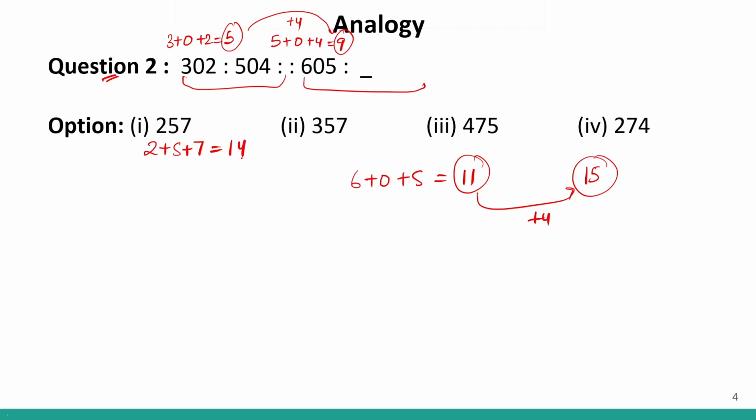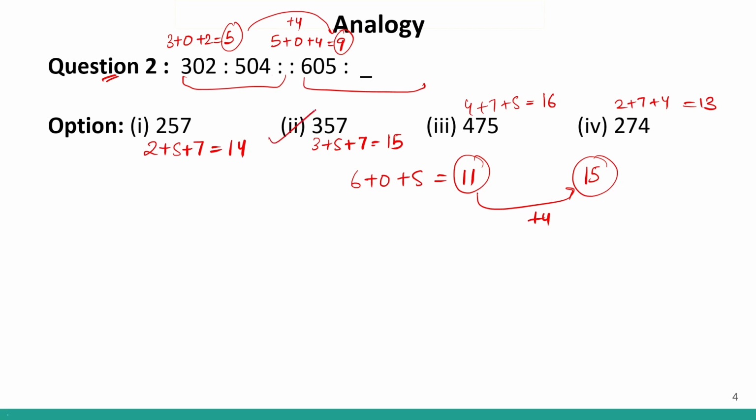So if I look over here, 2 plus 5 plus 7. So this is 7 plus 7, 14. 3 plus 5 plus 7. So 5 plus 7 is 12, 12 plus 3 is 15. Okay. 4 plus 7 plus 5. So 7 plus 5 is 12, 12 plus 4 is 16. And 2 plus 7 plus 4. So 7 plus 2 is 9, 9 plus 4 is 13.